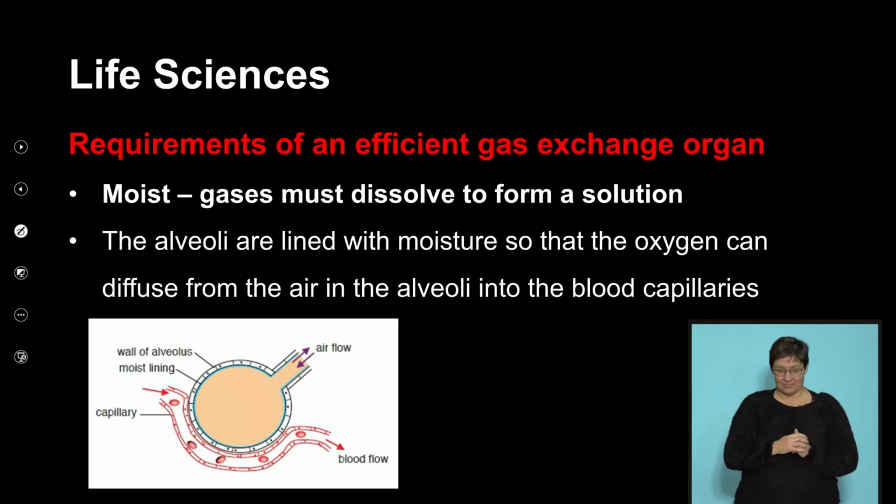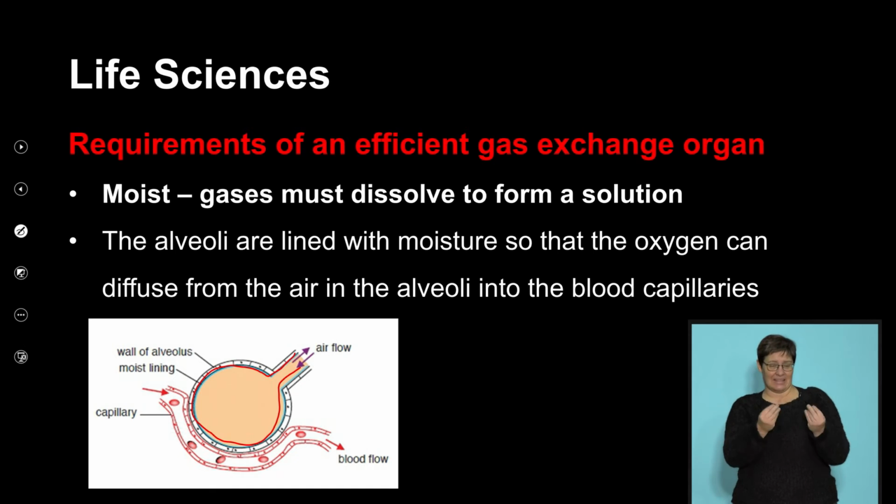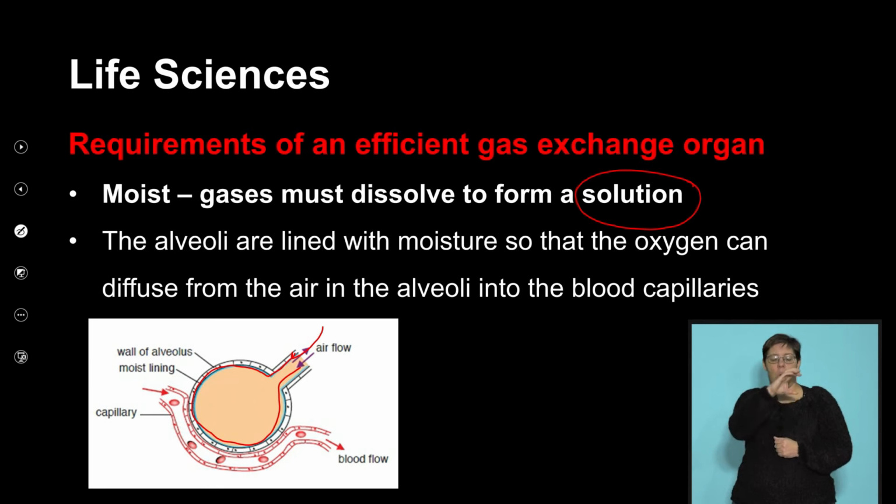So again, if we look at this very important diagram of the alveoli, what you will see over here is a very thin layer of moist air. And that moist air is really important. Why? Because oxygen needs to form a solution. What does solution mean? Oxygen dissolves in the water. Remember, one of our things as well when we looked at all chemical reactions: they must occur in water.